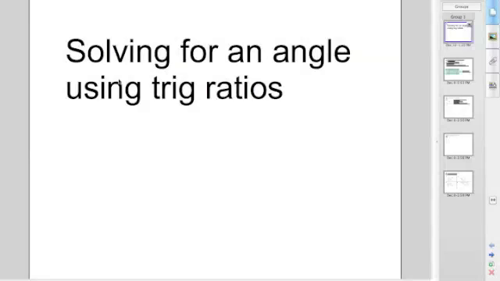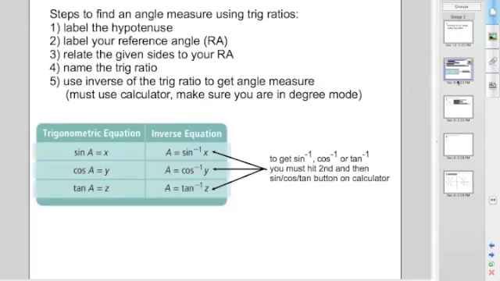Welcome back. In this video we're going to solve for a missing angle using the trig ratios, or the inverse of the trig ratios. If you want to find an angle using the trig ratios, here are your steps. Label your hypotenuse, label your reference angle, relate your given sides to your reference angle, name the trig ratio, and use the inverse of the trig ratio to get the angle measure. In other words, if you want to find your angle measure, you have to use your calculator.